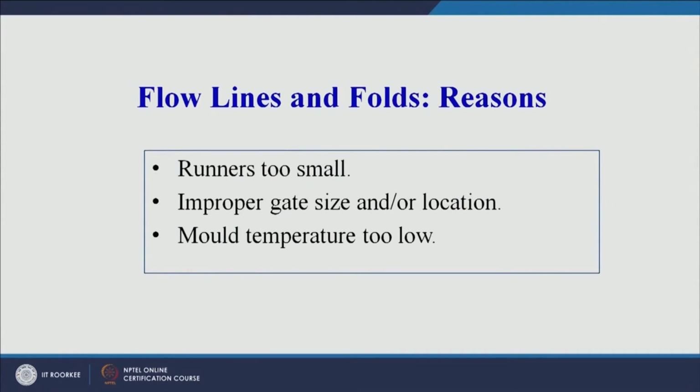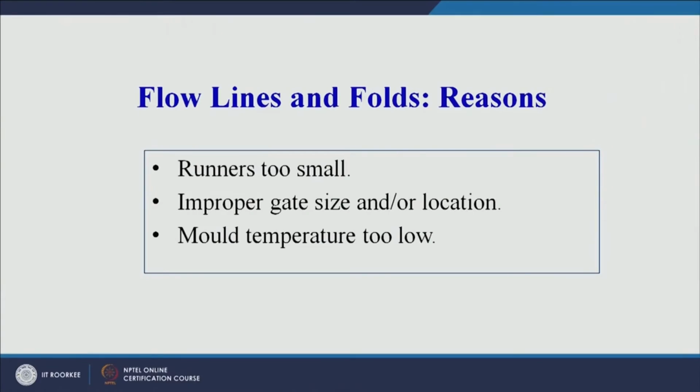Now what can be the reasons for that? That the runners are too small, the openings through which the molten plastic flows are not up to the optimal diameter or cross section. Improper gate size and or location, so the gate through which the plastic enters the mold is not of adequate size. Mold temperature is too low. So these can be the possible reasons for the lines to appear on the surface of the final product. Next, excessive warpage or shrinkage.